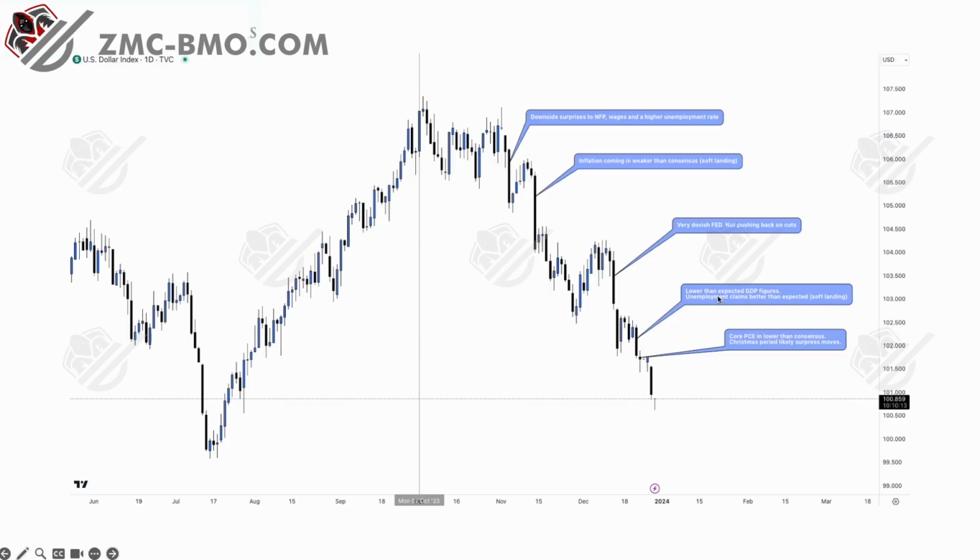Okay, cool, that's the soft landing scenario. Let's sell the dollar. And then we had core PCE coming in lower than consensus. But like I've mentioned here, the Christmas period likely suppressed the move there. And then we did see it follow through into this week as well. So that's kind of how you get a fundamental bias.